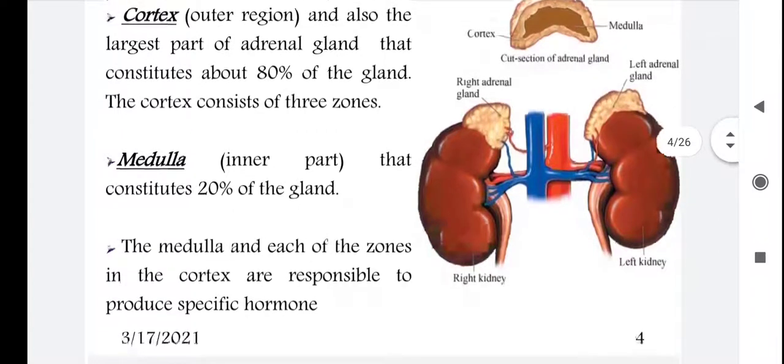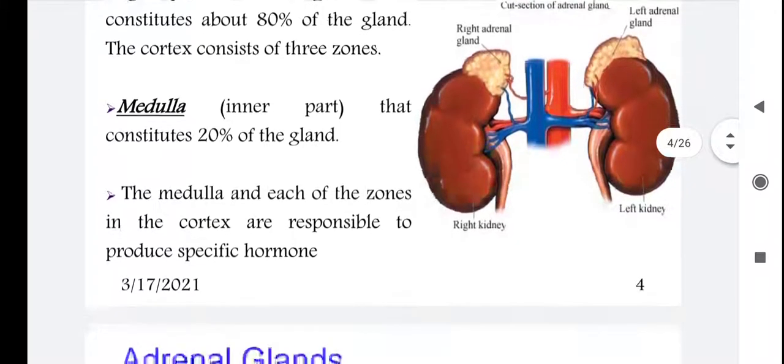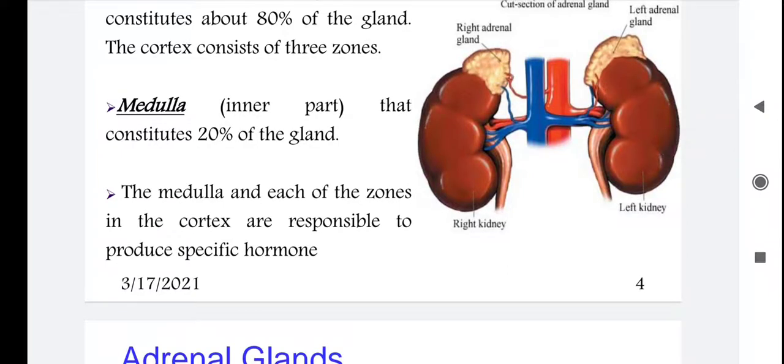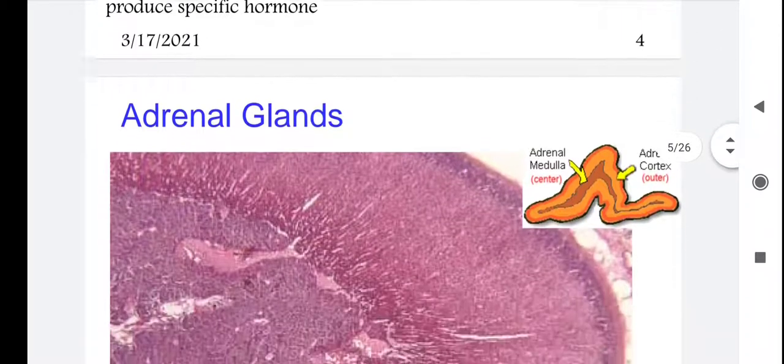The inner part of the adrenal gland is called the medulla. The medulla is the smallest portion of the gland. It constitutes about 20% of the gland. The medulla and each of the zones in the cortex are responsible for producing specific hormones.